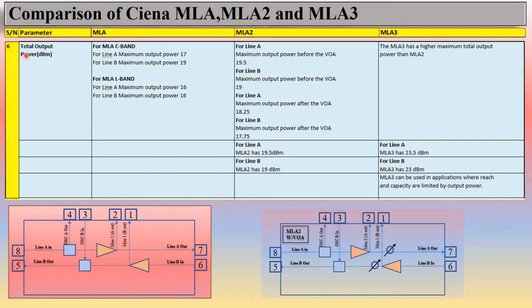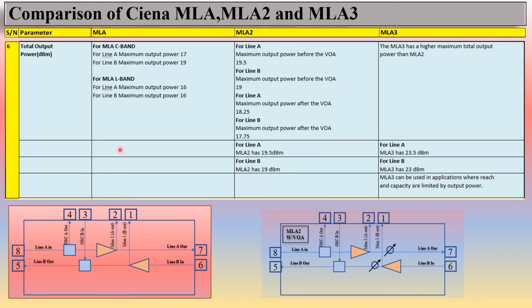Everything is almost similar for MLA, MLA2 and MLA3, but there is some difference in some parameters. Here you get the difference for the total output power in MLA2 and MLA3: for line A the total output power is 23.5 dBm for MLA3 and 19.5 dBm for MLA2, and for line B for MLA3 the total output power is 23 dBm. So MLA3 can be used in applications where reach and capacity are limited by output power. We can use the MLA3 because of this feature.